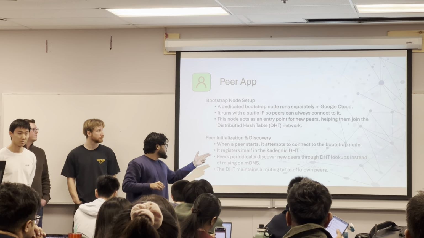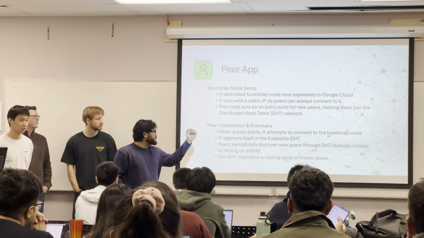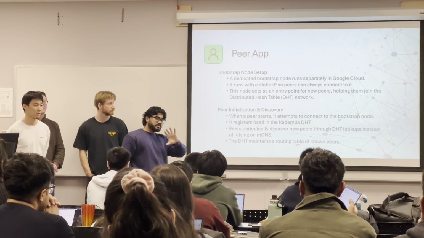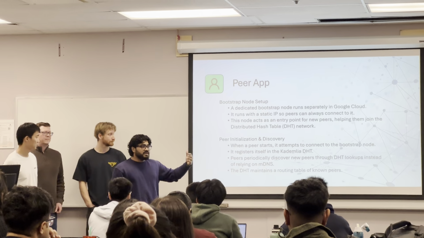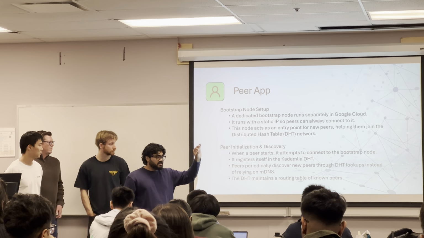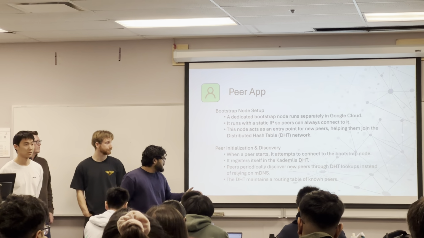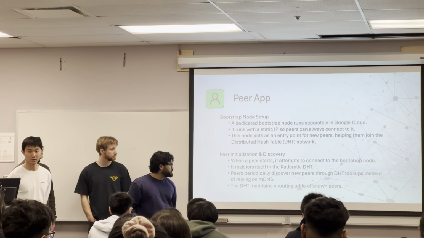So when a peer first starts, it attempts to connect to the Bootstrap node and registers itself in the Kademlia DHT. And periodically, it broadcasts its presence in the DHT so other peers can discover it as well. And the DHT obviously maintains the routing table of the peers.